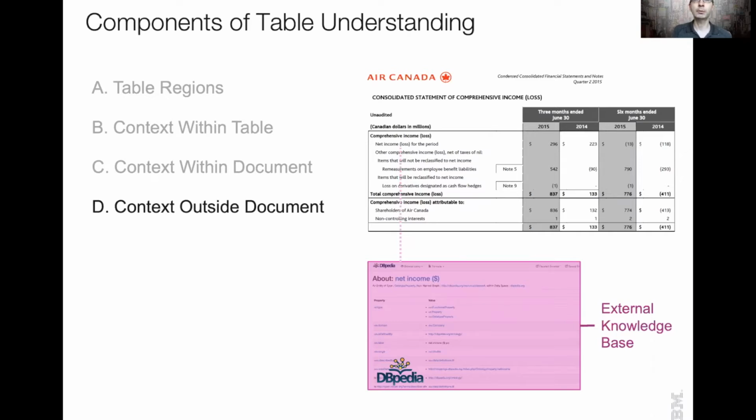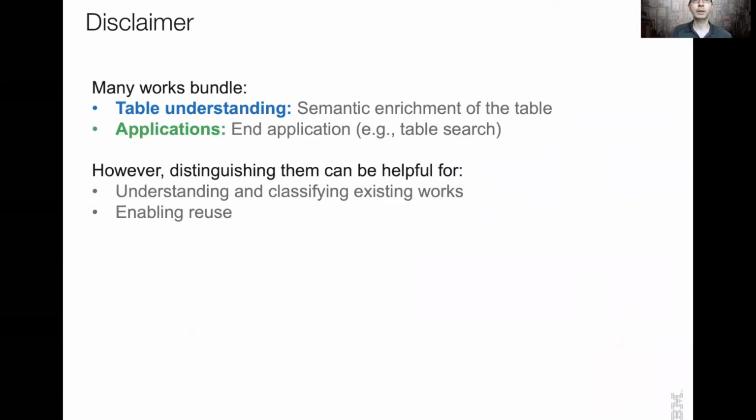Before proceeding though, let me make a quick disclaimer. Here we're trying to make a distinction between two things. On one hand, the enrichment of the table with semantic information that can be useful for different end tasks, which we call table understanding. And on the other hand, solving these end tasks, which we refer to as applications, such as table search, table query, etc. Note though that this is not a standard distinction. For instance, in the literature, we can find works that combine aspects of both. That is, in the context of a very particular application, they may also solve some table understanding subtasks.